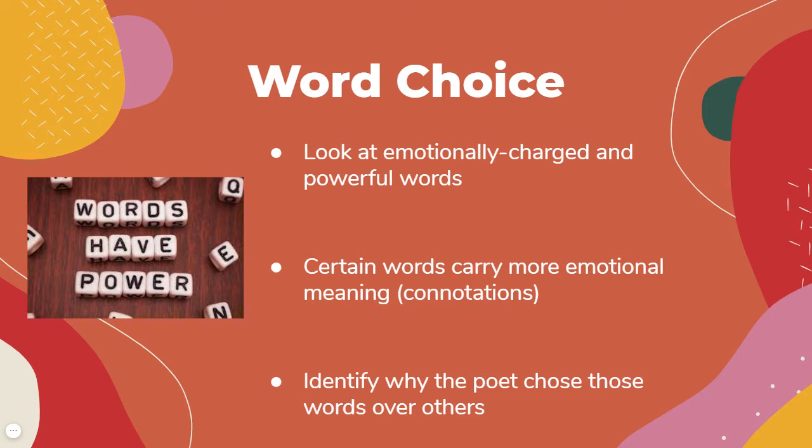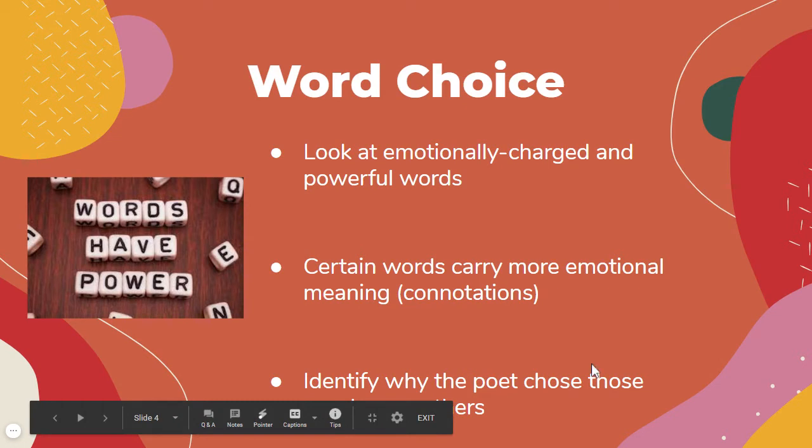Remember, certain words carry more emotional meaning, and that's called a word's connotation. A denotation is the word's actual definition, versus a connotation, which is almost like the emotional weight or the flavor of the word. For instance, if I say I'm sad versus melancholy, one of those words should evoke a stronger emotion. Melancholy sounds deeper, it sounds more lonely, whereas sad is a common word that we use every day. So if I was writing a poem and trying to evoke an emotion, I might choose the word melancholy over the word sad. And then we need to figure out why the author chose those words. Are they trying to evoke a specific emotion?